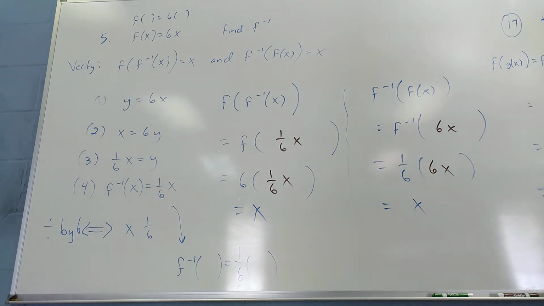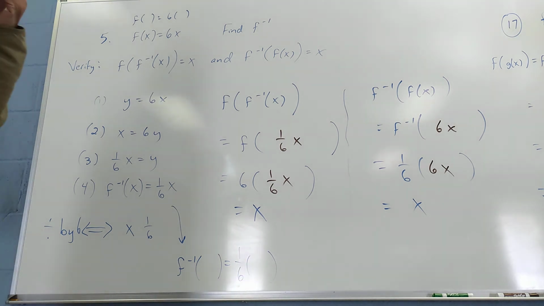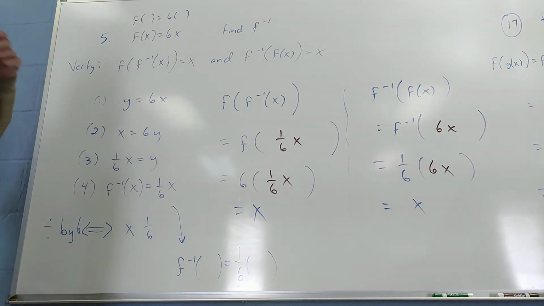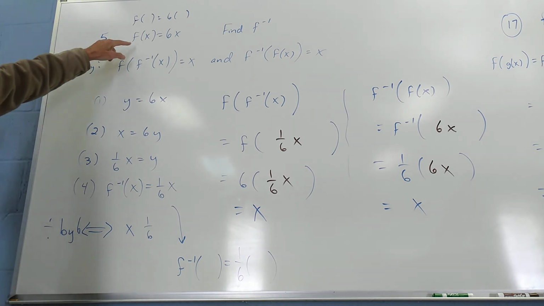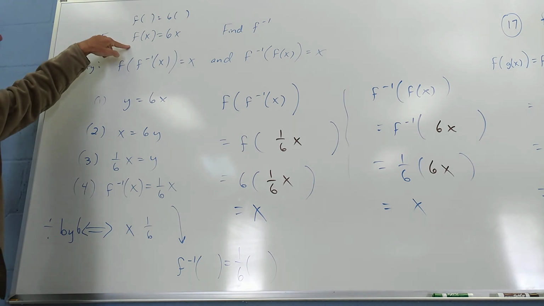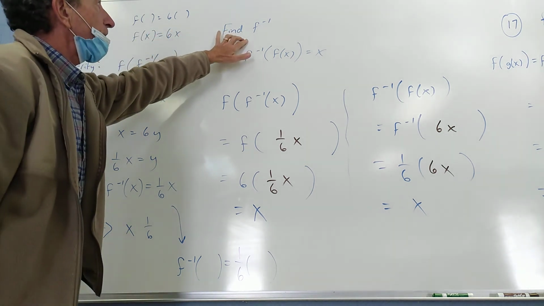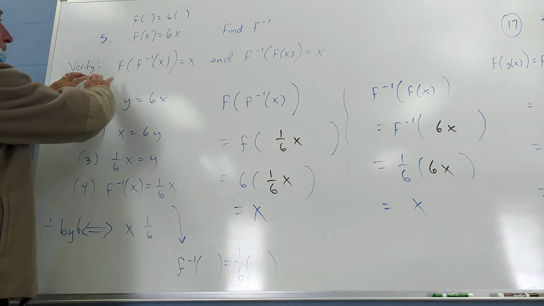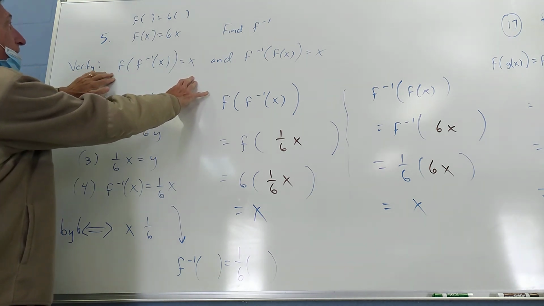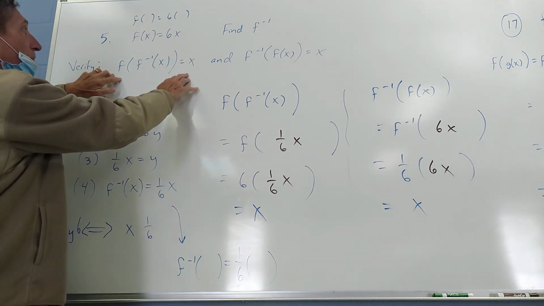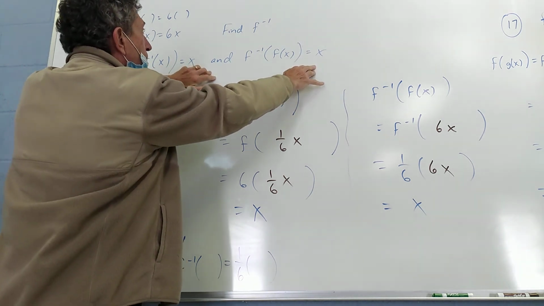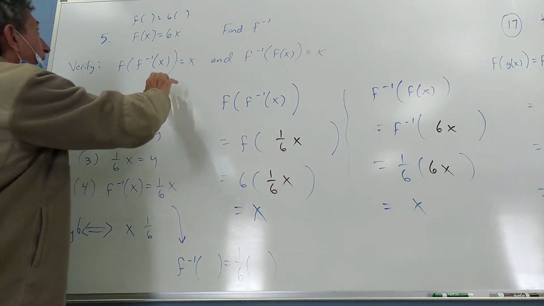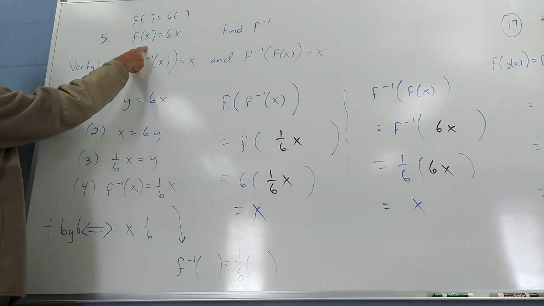Page 84, we're doing compositions of functions to verify the existence of inverses. Page 84, number 5, they gave me f of x is equal to 6x. I have to find the inverse in order to do the rest of the problem, which is to verify that f of f inverse of x equals x and that f inverse of f of x equals x. So the first step is to find out what f inverse is.